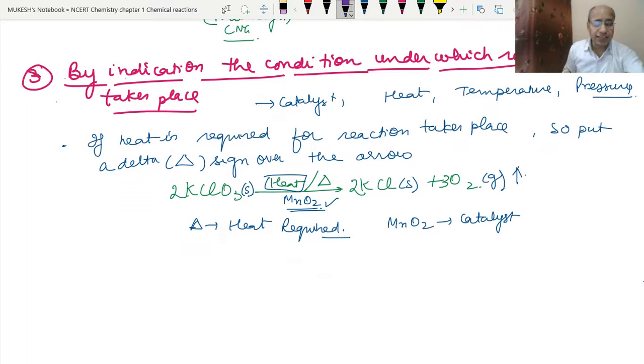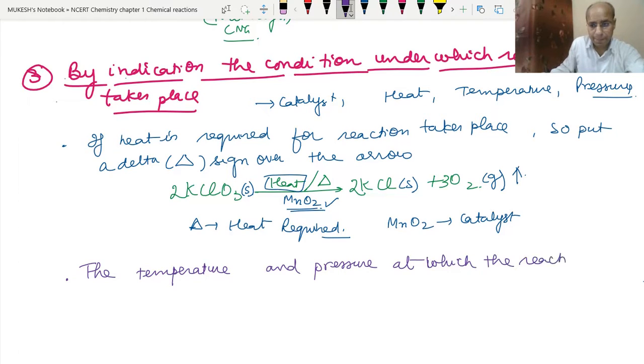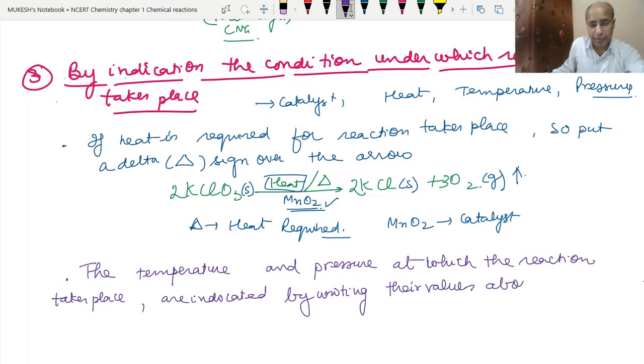Okay. See, next is the temperature conditions. If any kind of temperature maintenance is needed, then we will also write it on the arrow, above the arrow or below the arrow sign. If some pressure is also needed, like the temperature and pressure at which the reaction takes place, then we also mention these conditions. They are indicated by writing their values above or below the arrow sign.